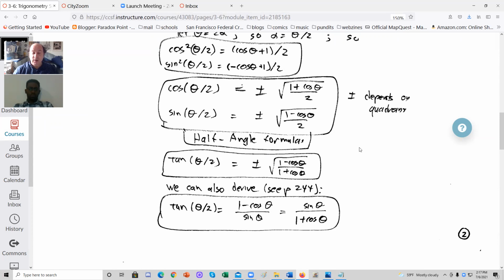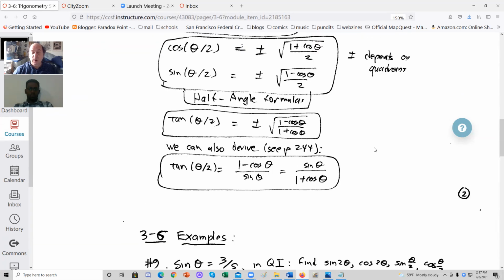Now it turns out that if you look on page 244, we can do a somewhat similar version: tangent of theta over 2 is 1 minus cosine theta over sine theta. It also equals sine theta over 1 plus cos theta. From this, you can derive these, but there's that plus and minus still hanging around. And this is more specific. So in that sense, probably a slightly better formula.